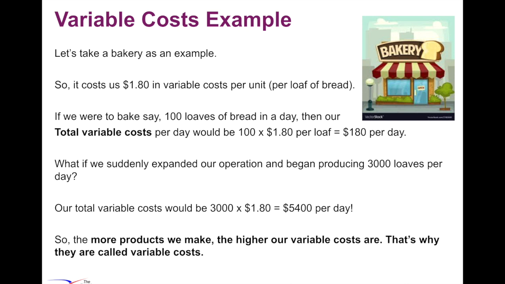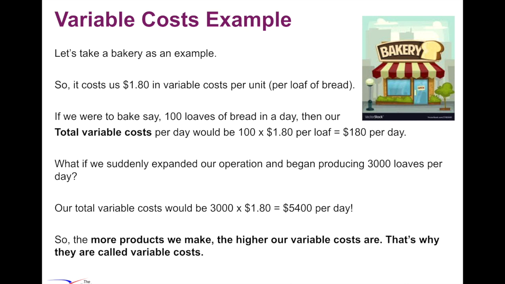And so, after a couple good reviews on Yelp, their demand skyrockets, and they end up having to make 3,000 loaves of bread per day. That is a lot of bread. Now, if we do the math on that, we take 3,000 units times $1.80, we get $5,400 per day. So you can see, the only reason I show you this is to show you how quickly variable costs can go up the more stuff you make.